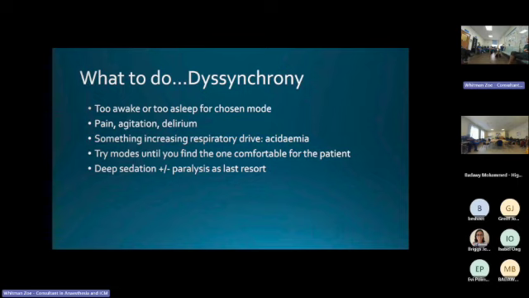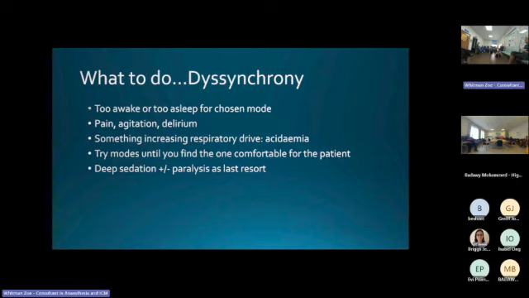Dyssynchrony. People say they're not syncing with the vent. The nurses get very upset about this. It's either they're too awake or too asleep for whatever mode they're using. And it might be because they're in pain or agitated, they might be delirious, they might be not too awake because they're very acidotic, so that's increasing their respiratory drive to try and compensate for their metabolic acidosis.